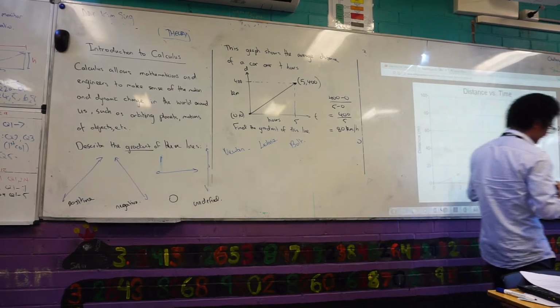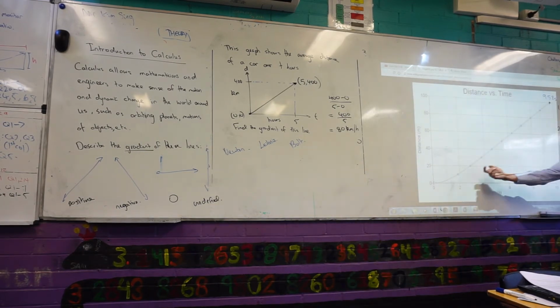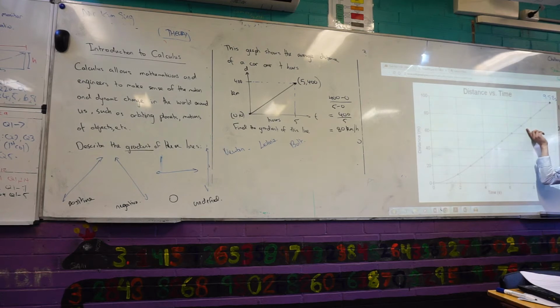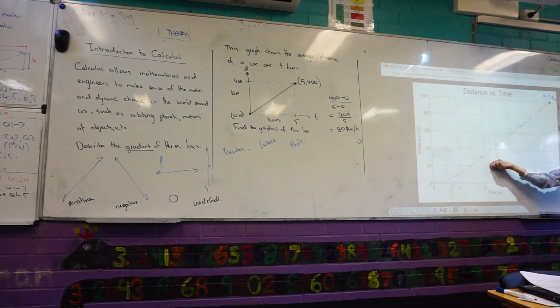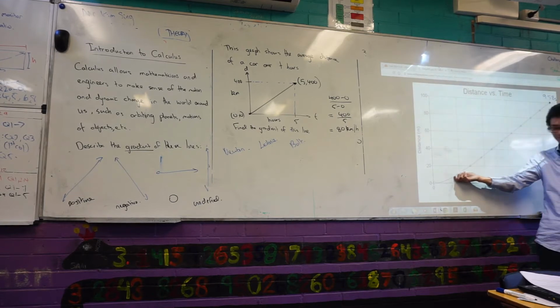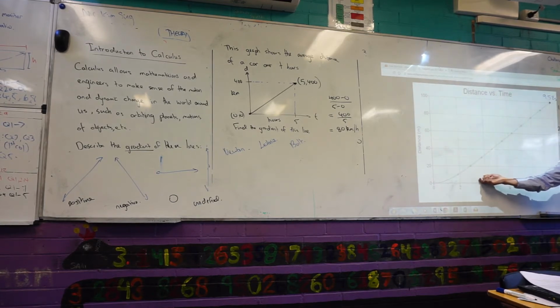But let me just bring your attention to this. This is actually Usain Bolt's distance versus time graph for his world record in Berlin. I can't remember when it was. Yeah, it was Berlin. 2011? Yeah, 2011. It was 9.58 seconds, okay?